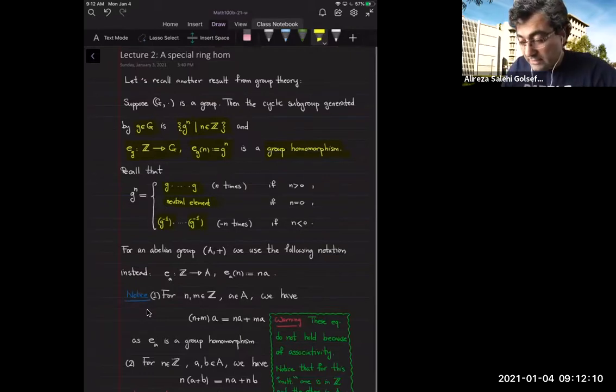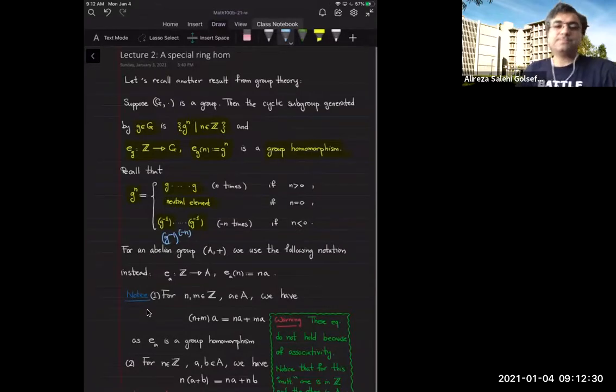So if n is negative, it's better to think about it as G to power negative 1, to power negative n. So when n is negative, negative n is positive, and then this one should make sense. But as I've said earlier, we will be using what we learned from group theory in additive setting more.